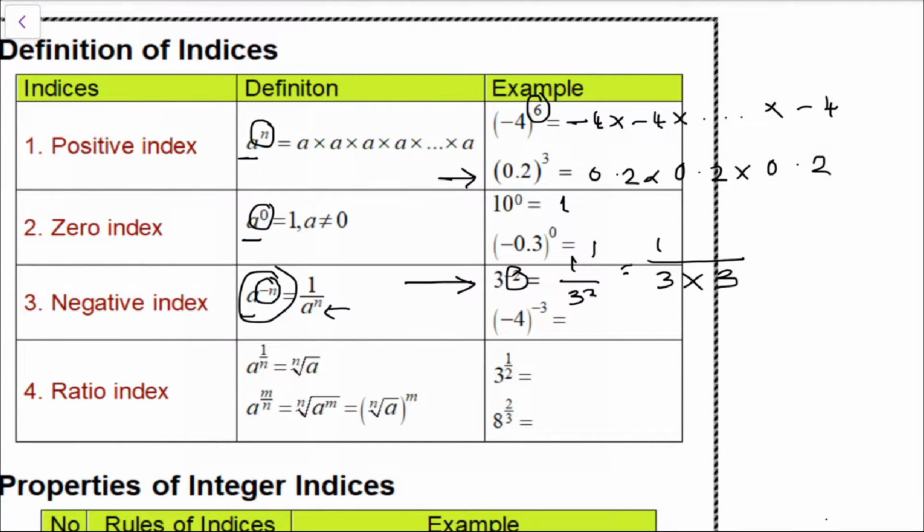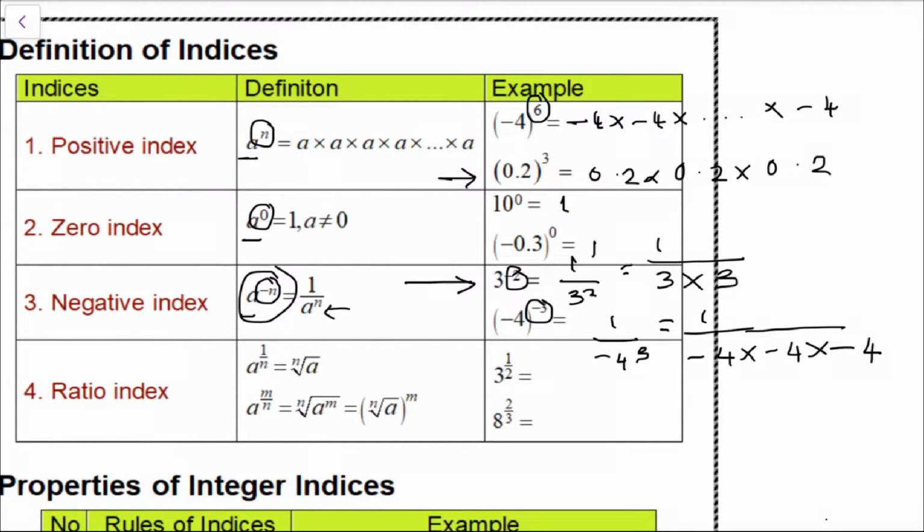Okay, let's take a look at the second example. Now you have a negative base with a negative index. So you have to change the negative power first. How? Put it in the denominator. So it will be 1 over negative 4 to the power of 3. Remember, the sign that changed is only your power, not your base. So this will be equal to 1 over negative 4 times negative 4 times negative 4. Alright, so you need to multiply negative 4 for 3 times.